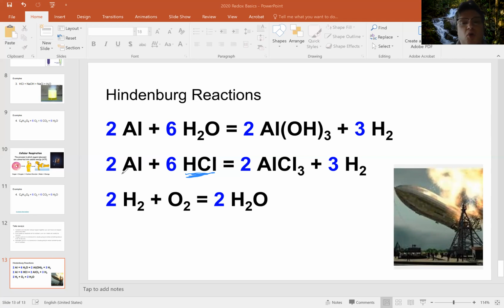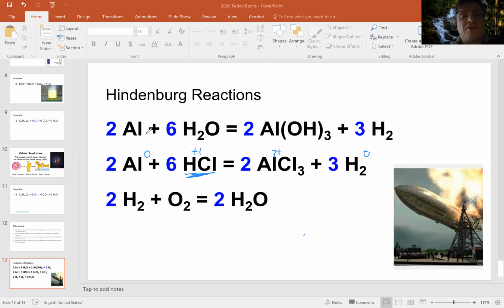The chloride here you can think of as having a 1- oxidation state in both places, so it's not really changing, it's a spectator. The aluminum is going from 0 charge to a 3+ charge, which means it's gone up in charge or has been oxidized. The hydrogen is going from a +1 oxidation number, you can think of it that way, to a 0 charge, so it's been reduced. Okay.